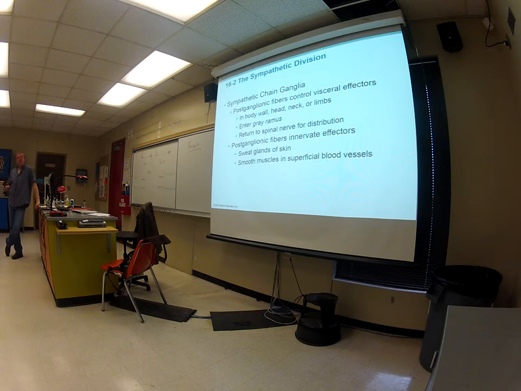Postganglionic fibers control visceral effectors, body wall, head, neck, and limbs. They enter the gray ramus and return to the spinal cord or spinal nerve for distribution. And then here's the big one. Postganglionic fibers innervate effectors: sweat glands of the skin, smooth muscle, and superficial blood vessels.